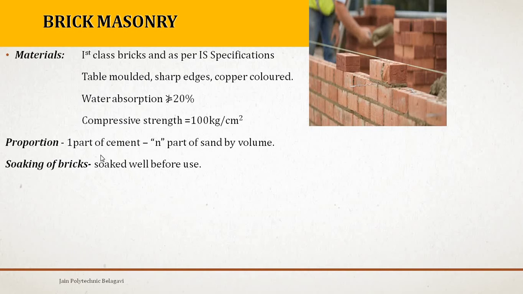Next, the proportion to be used in cement mortar which is used in masonry work. So 1 part of cement and n part of sand by volume. So n part of sand, it means it may be 2, 3, 4 or 5 and so on, because 1:3 is the proportion used, 1:4 the proportion is used, 1:6 proportion for cement mortars for different masonry works. The cement mortars are used with different mixes.